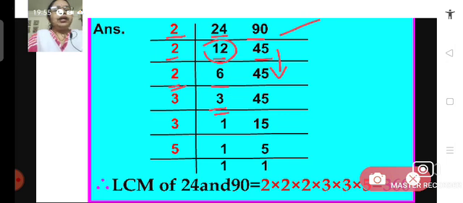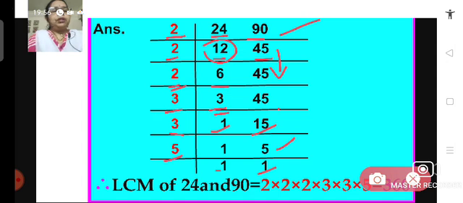Then we have 3 and 45. So, 3, the next prime number, can divide 3 and 45 both. So we get 1 and 15 here. Again we take the prime number 3 to divide 15 and we get 5 here in the next row. And 5 can be divided by itself, we get 1. Till we get 1, we go on dividing by the prime numbers.